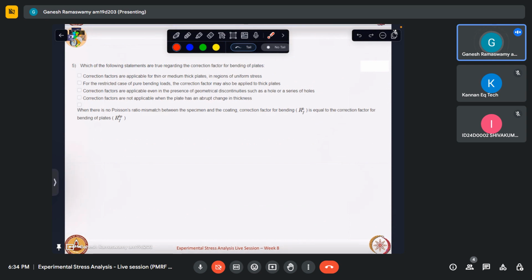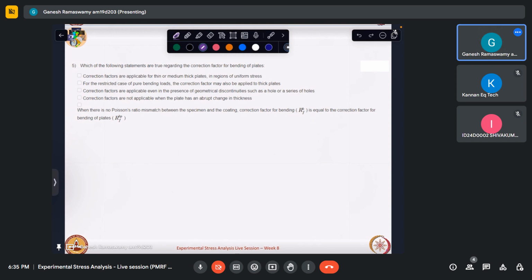For the restricted case of pure bending loads, the correction factor may also be applied to thick plates. Correction factors are applicable even in the presence of geometrical discontinuities such as holes or a series of holes. And these are not applicable when the plates have an abrupt change in the thickness. When there is no Poisson's ratio mismatch between the specimen and the coating, the correction factor for bending is equal to the correction factor for bending of plates.